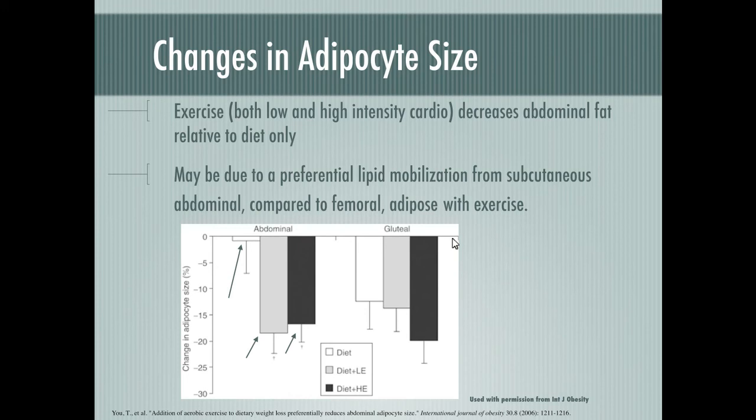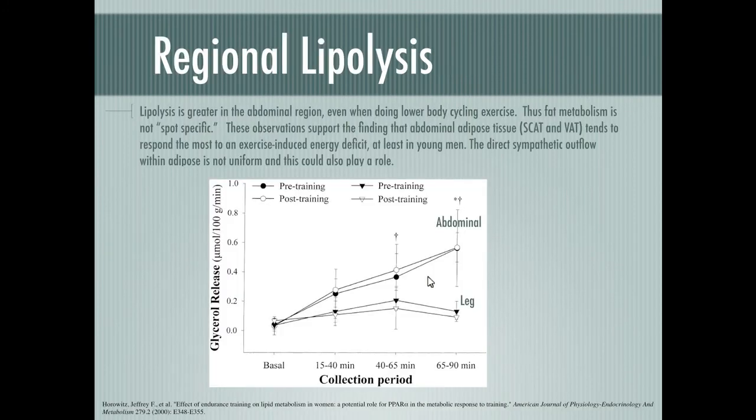We think that this may be due to a preferential lipid mobilization from subcutaneous abdominal compared to femoral adipose with exercise. To support that, we see here that when you exercise from basal 15 to 40 to 60 to 90 minutes, abdominal fat metabolism increases, whereas if you look at the leg, it doesn't increase that much.